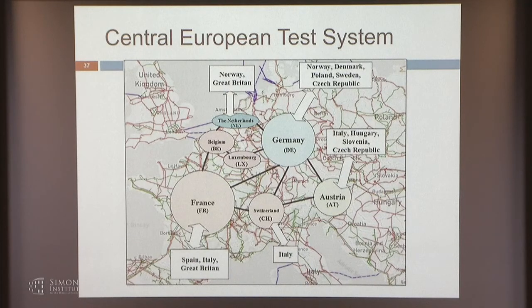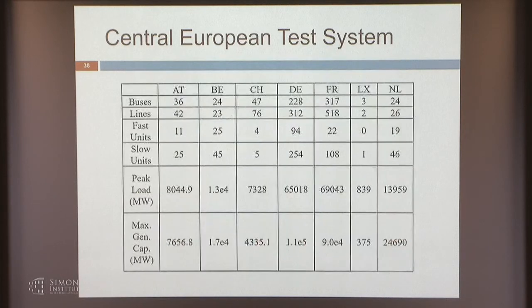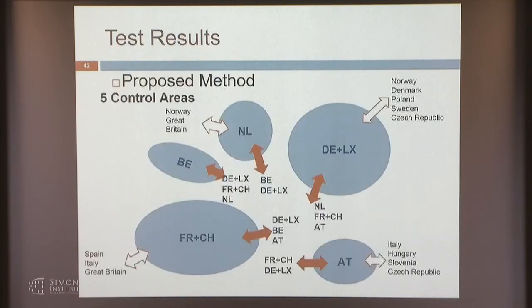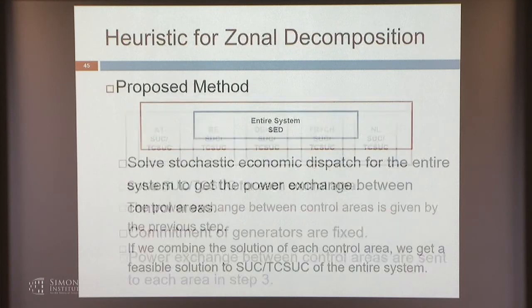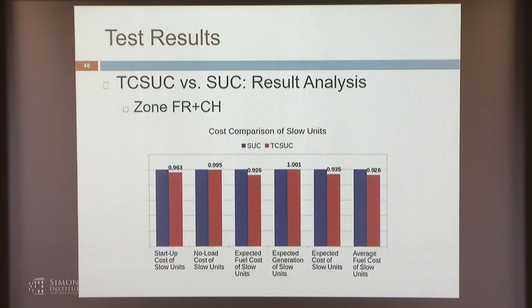Now, in order to be able to solve it, we have to do some sort of decomposition where we solve the topology control by country, but we were able to demonstrate also significant cost savings. I'll jump to the last part. This is the decomposition. This is a long talk.